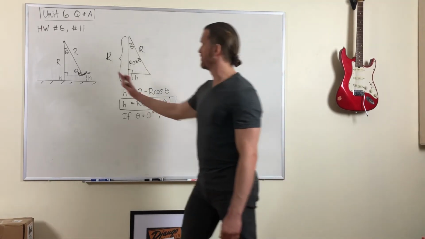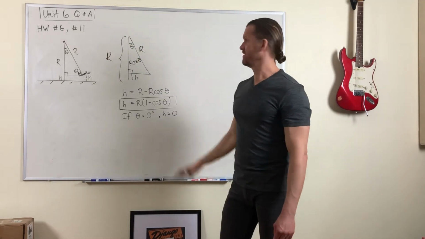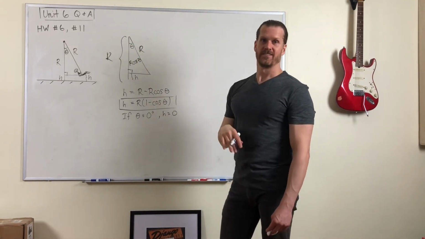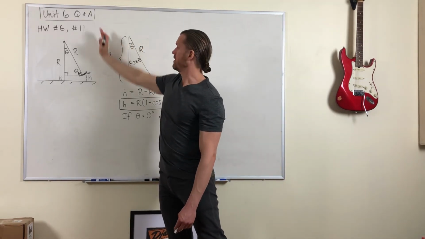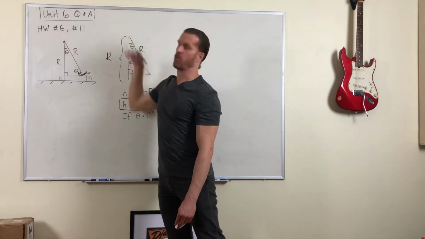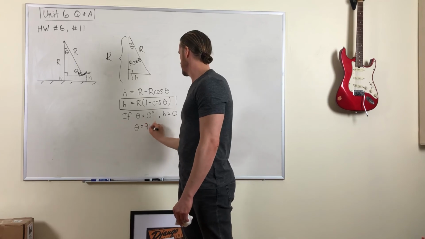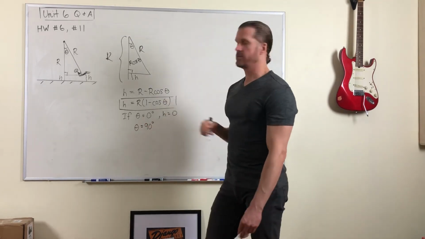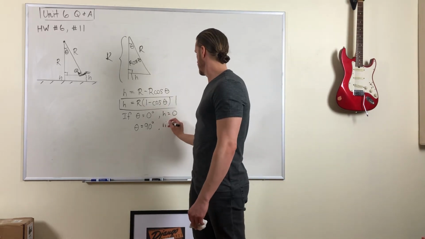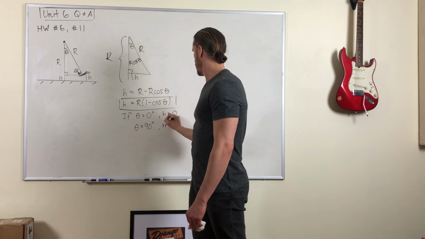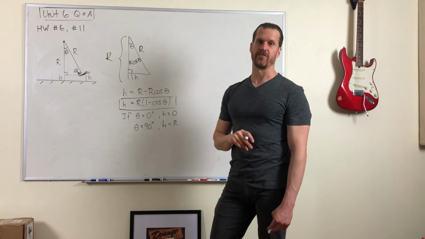Another extreme value would be if theta were 90 degrees, which would make the swing perpendicular, or the rope parallel to the ground. So theta equals 90. That would mean cosine 90 is 0, and you get h equals r. The child is as high off the ground as you can get on a swing.